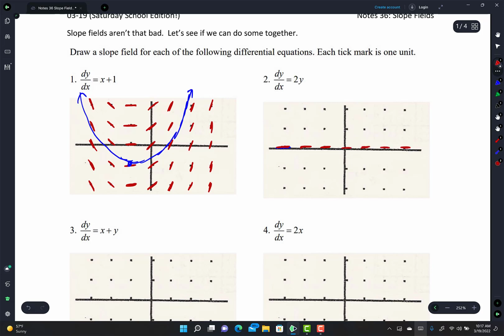It's not affected by the x value. It's only affected by the y value. So for this one, on the x-axis, the y value is always 0. So the x-axis should have 0 slopes like that.